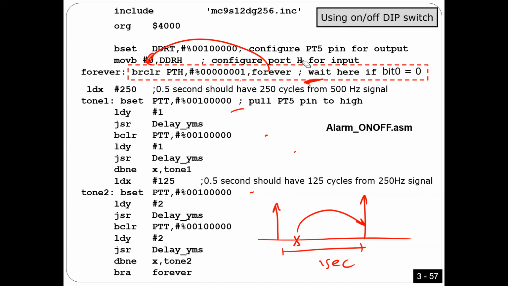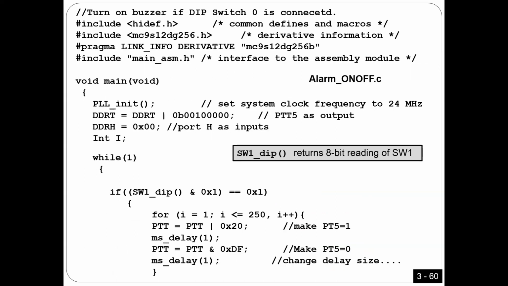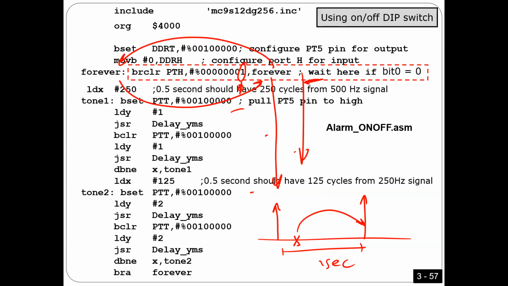So here, guys, I'm gonna check this bit. If this bit is 0, I'm not gonna come here to run the buzzer. I'm not gonna run the buzzer. I'm gonna keep looping here. I'm gonna keep waiting here until you turn the switch on, so that I'm gonna come here. Let's see the video before I show the C language.